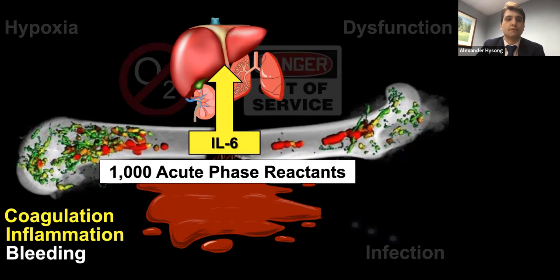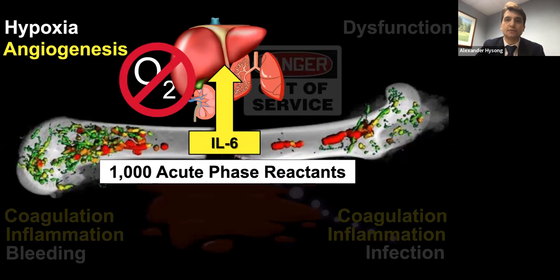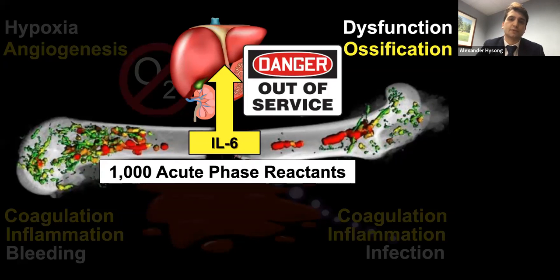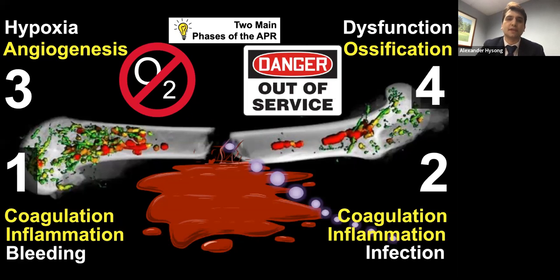These problems are resolved in order, with coagulation stopping bleeding, inflammation or coagulation actually walling off potential pathogens, and inflammation killing these pathogens, angiogenesis resolving hypoxia, and ossification resolving soft tissue dysfunction. Importantly, these problems are actually resolved in order. It starts with coagulation, and as I presented them, goes down to tissue healing. And I used ossification because this is bone, but just soft tissue healing in general to resolve the issue.